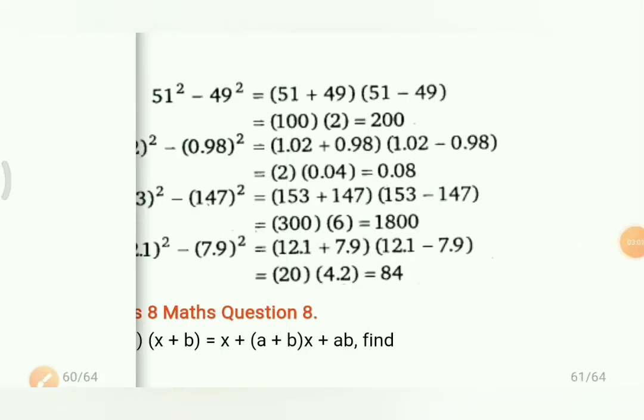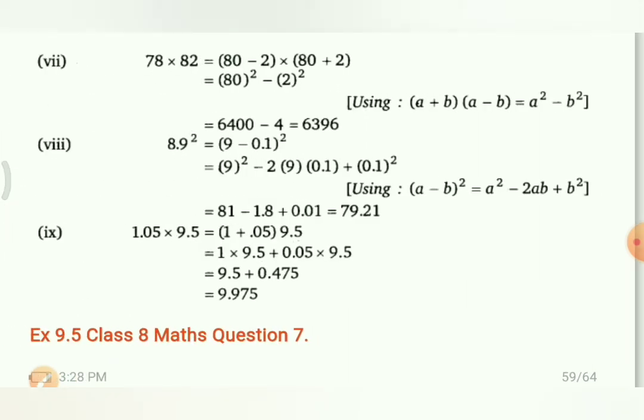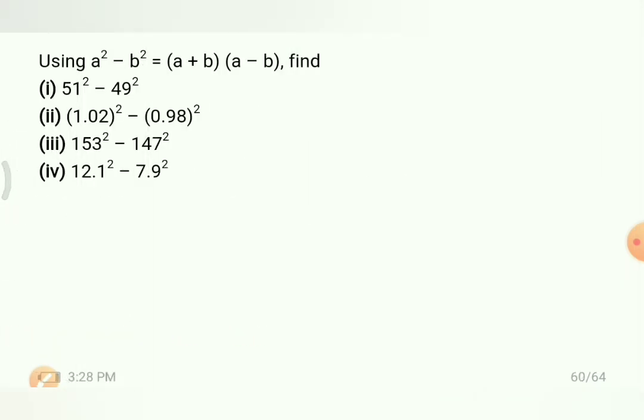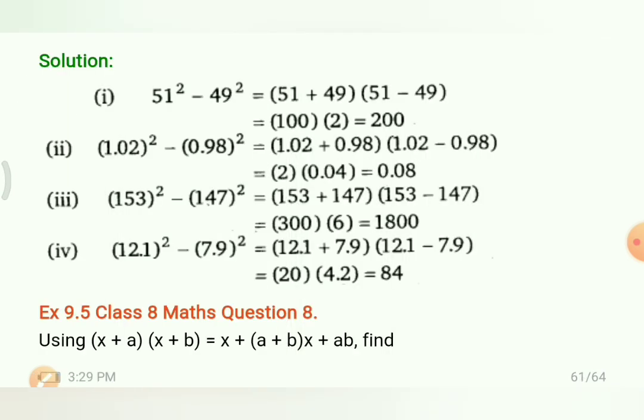Now let's see how to solve question number 7. Here it is said that you have to use identity a square minus b square. You have to use this identity and solve 51 square minus 49 square. They have given a square minus b square is what? A plus b into a minus b. So now let's see how to solve. You have to break this.